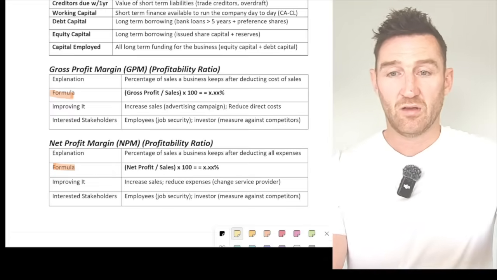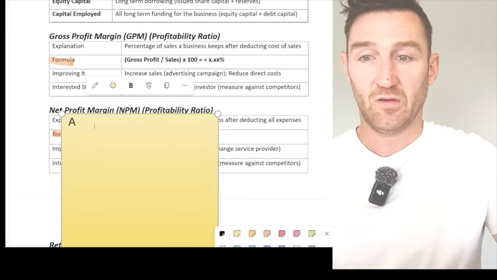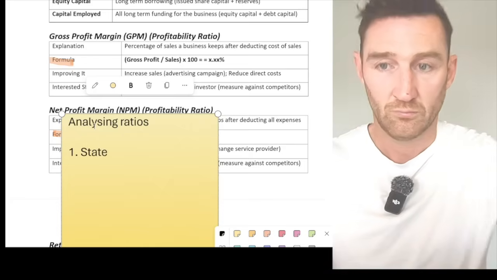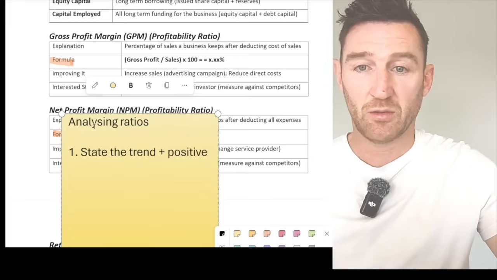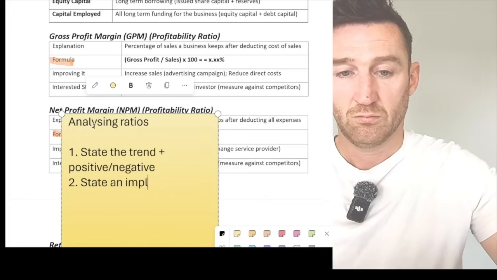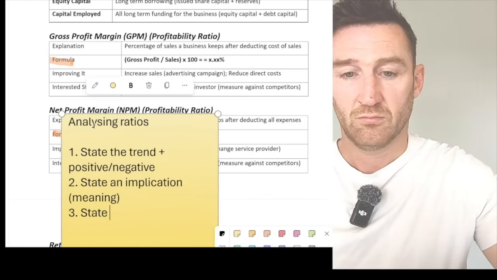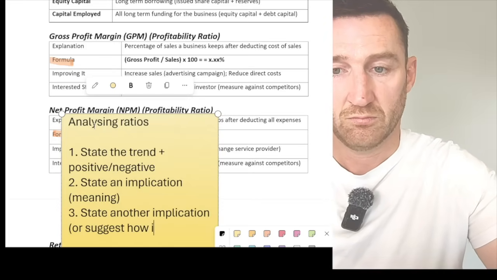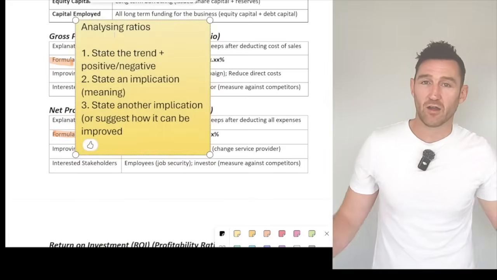If you're doing a long question on ratios and you have to analyze the ratios, the generic approach for analyzing ratios is... And this is a bit that people, I think, find hard, right? This is a general approach that will cover you for most of those analyze questions for ratios.